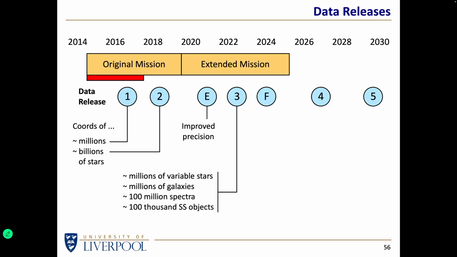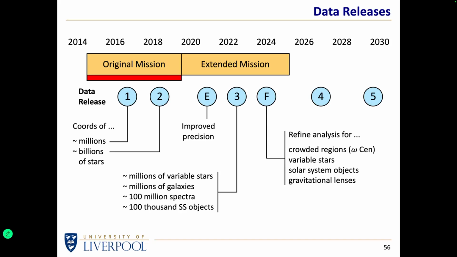The next data release, which occurred in 2024, labelled here F, was a focused product release. What that means is the people doing the analysis took the original 5 years of data and said, well, how can we best look at, for instance, variable stars or solar system objects, or possibly gravitational lenses where distant objects are imaging or lensing the light from more distant objects? And also, what about these crowded regions?